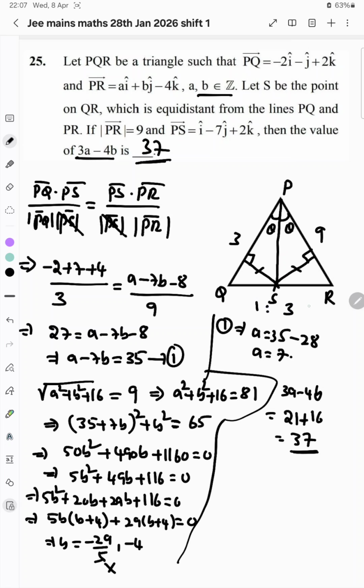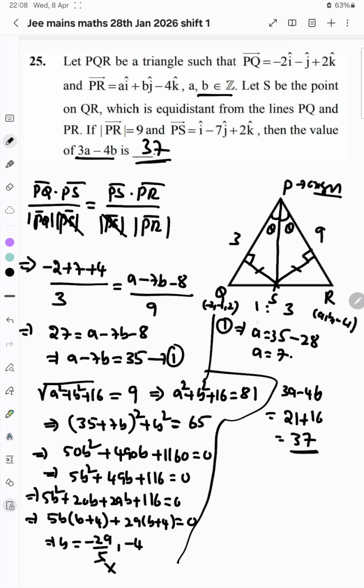And we know what is Q, we know what is R. Let us consider P as the origin, right? Now you see the section formula. What happens? (mx2 + nx1)/(m + n) gives the x coordinate of S. So we know the Q point actually. Let's consider P as the origin. Now Q point is what? (-2, -1, 2) only. And what is the R point actually? (a, b, -4), right?